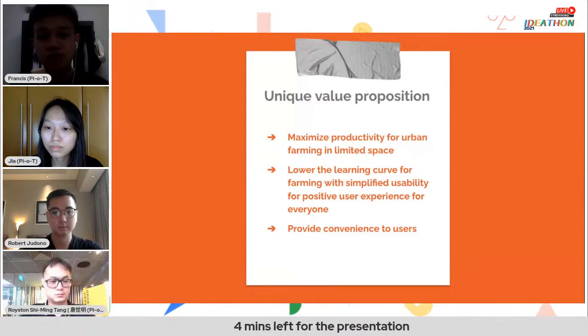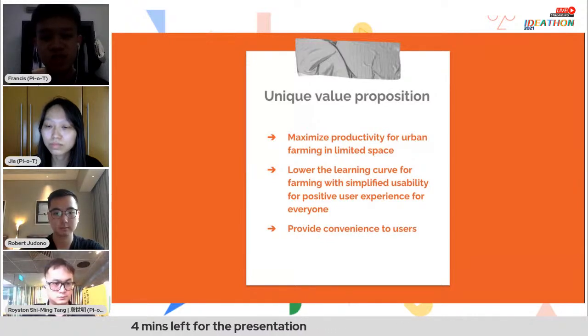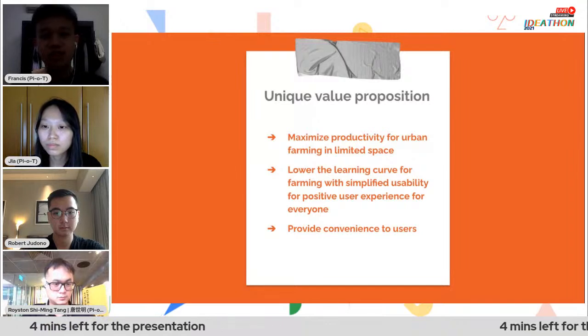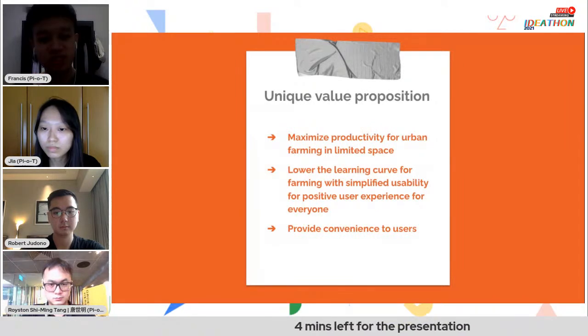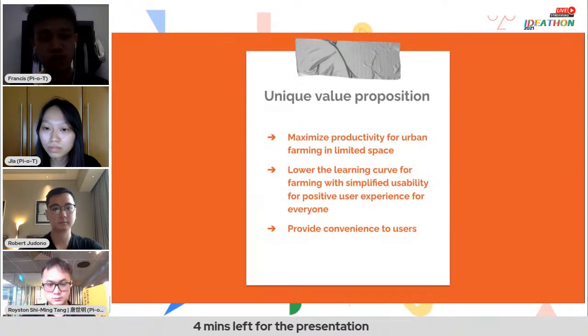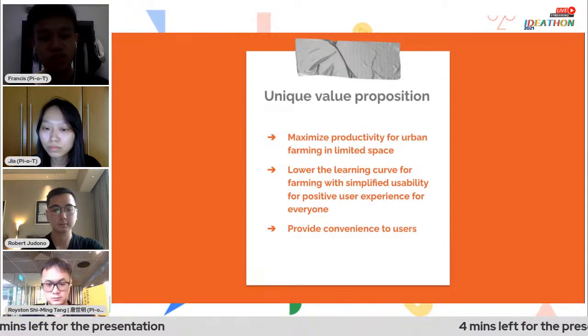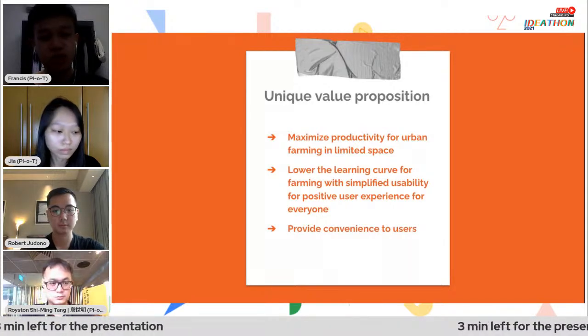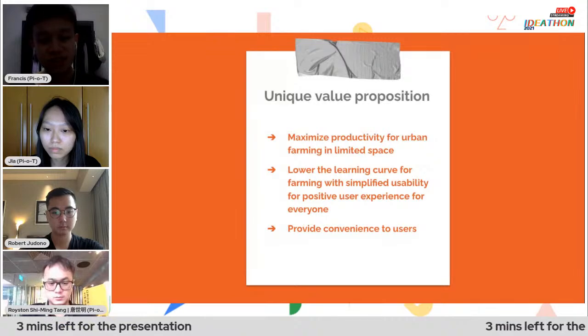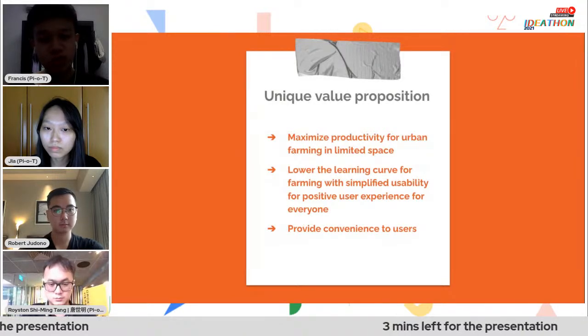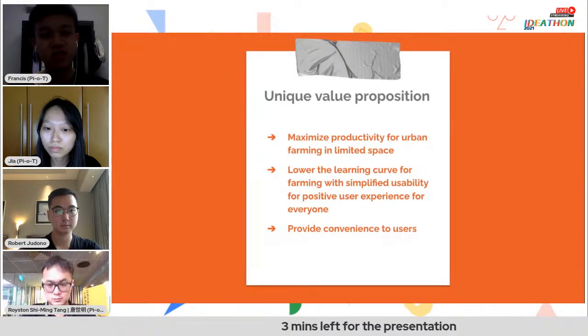And we have come up with the unique value proposition, which is to maximize productivity for urban farming because Singapore has a limited amount of land space. We also wanted to lower the learning curve for farming. We simplified usability so that the user experience for everyone can be positive, be it a beginner or someone who's already done this for a long time. But we also want to do it in such a way that it provides convenience to users.